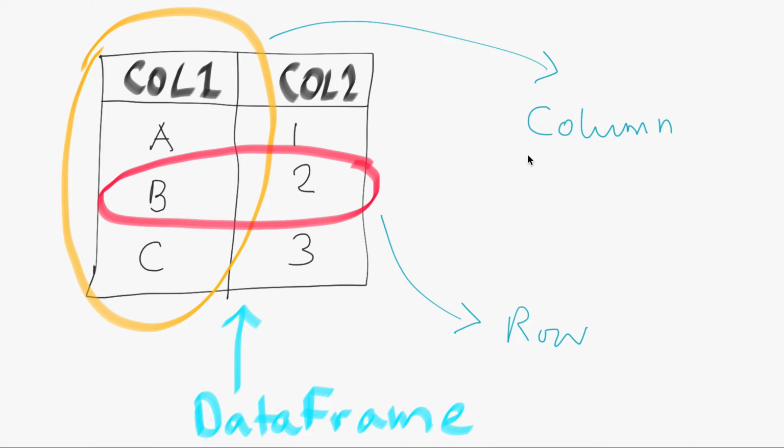Hey, welcome again. In one of our previous videos, we talked about data frames. A data frame essentially looks like this. It's tabular in structure, meaning it has columns and rows. Pretty straightforward, columns and rows. It's a two-dimensional structure which can store data.